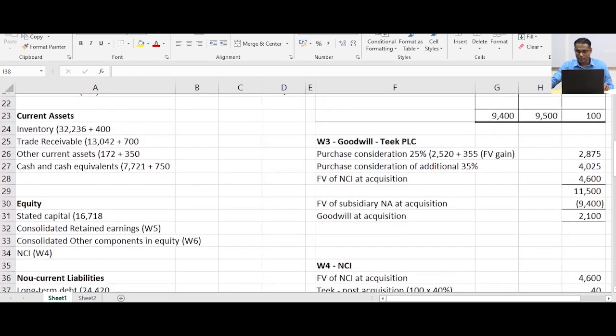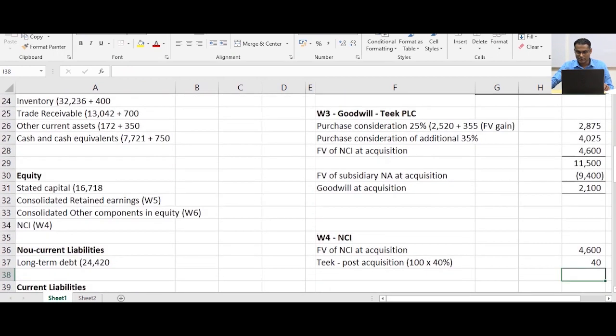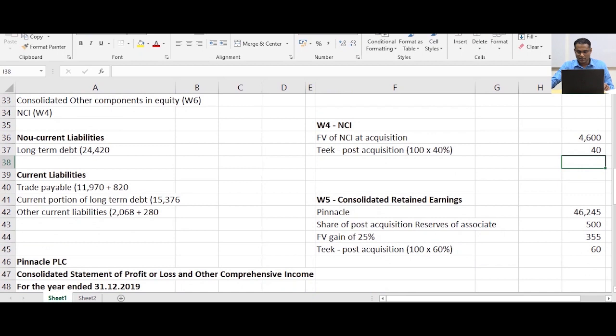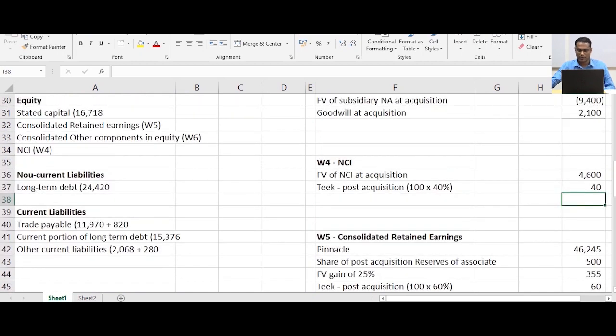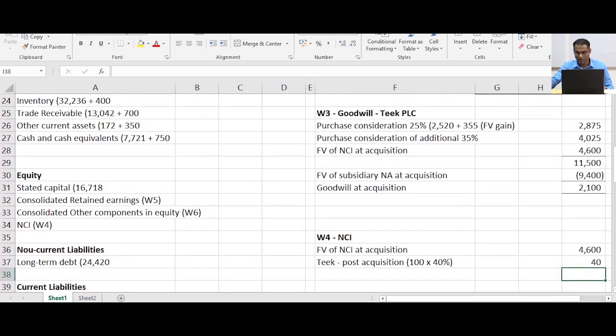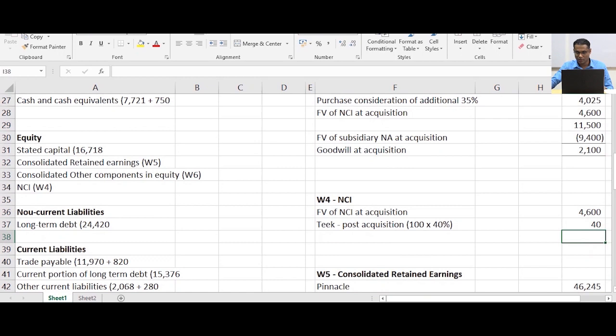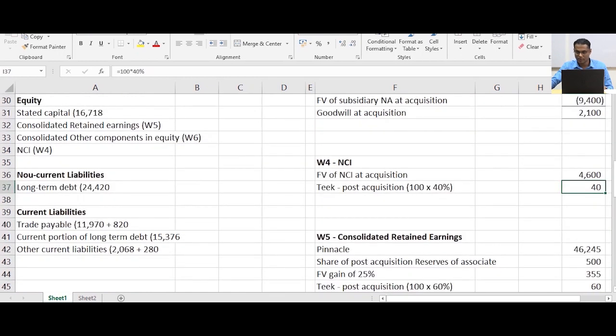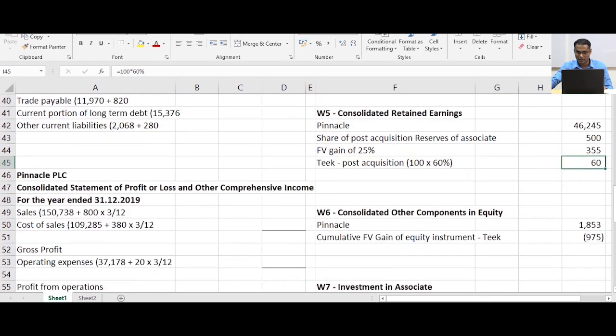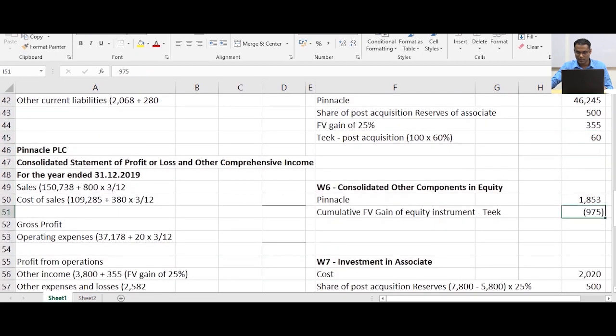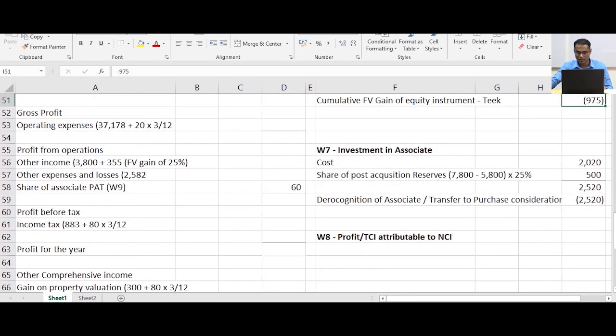Okay, right. We have calculated the goodwill. We have taken the figures to the NCI post-acquisition profits. We have taken the post-acquisition to the consolidated retained earnings. Working number 6 is done. Working number 7, associate was derecognized. Actually, what would the associate balance ultimately be? It has to be 0. No balance.